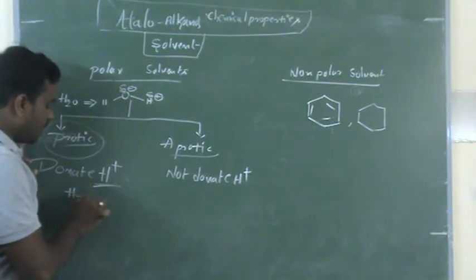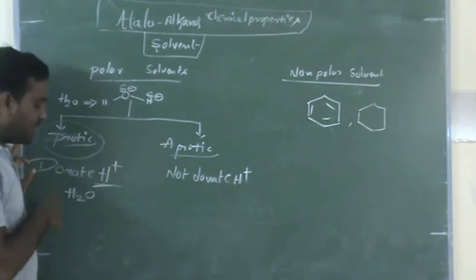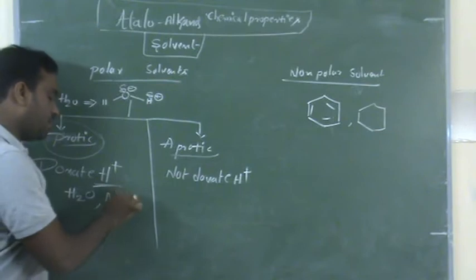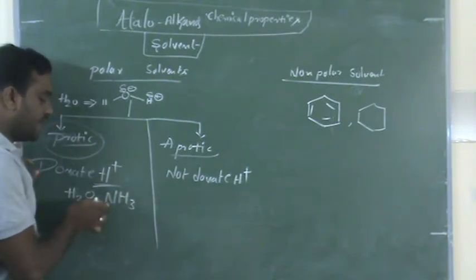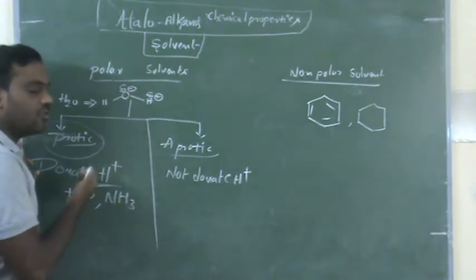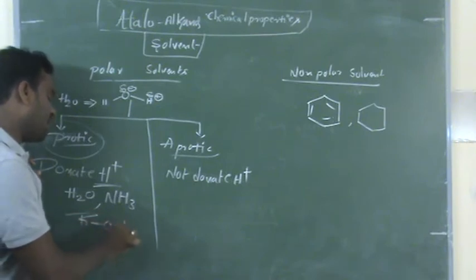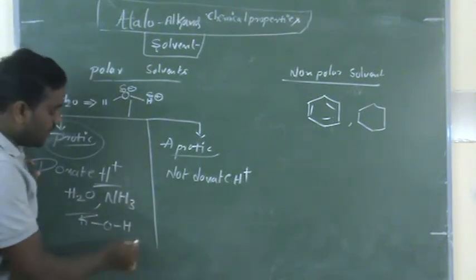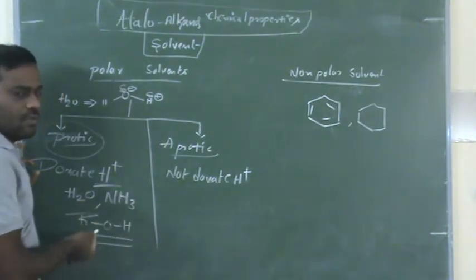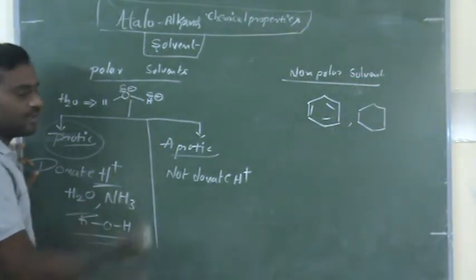Water is polar in nature and can donate H plus ions, that's why it is a polar protic solvent. If you take ammonia, there is a partial negative charge on nitrogen and a partial positive charge on hydrogen, and it can also donate H plus ions. The alcohol, ROH, is also polar and can donate H plus ions, so it is a polar protic solvent. There are many examples like that.